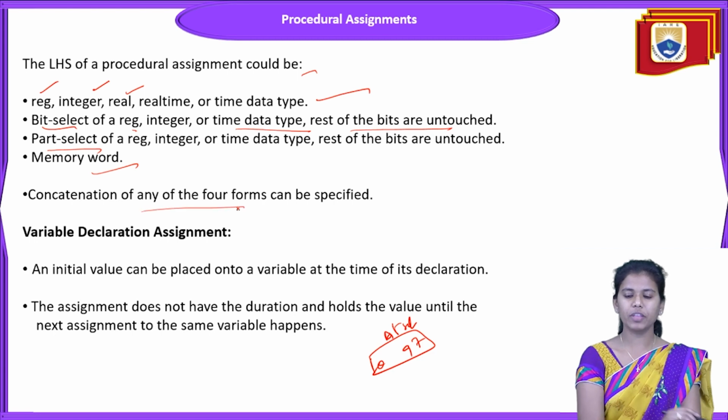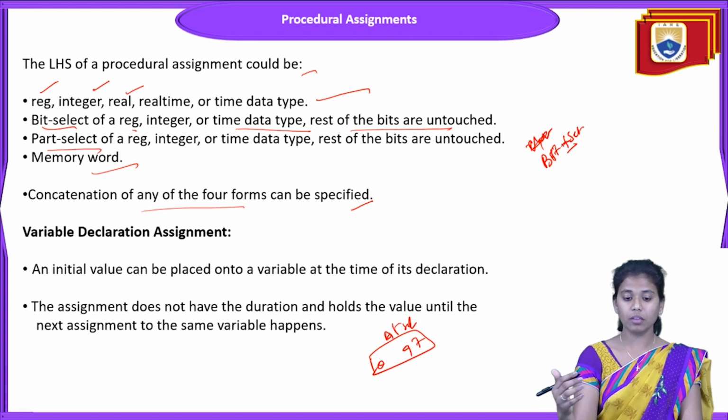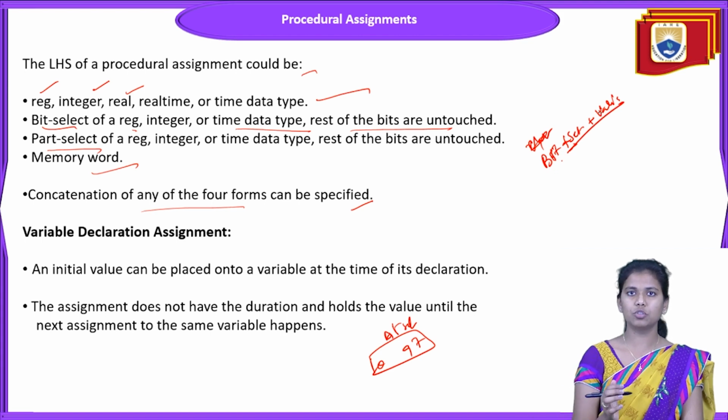And concatenation of the above 4 can also be specified. In the continuous assignment, what did we discuss? Only the variables, and only the bit select and part select can be concatenated, whereas in procedural assignment, bit select, part select plus variables, all these can be concatenated together.